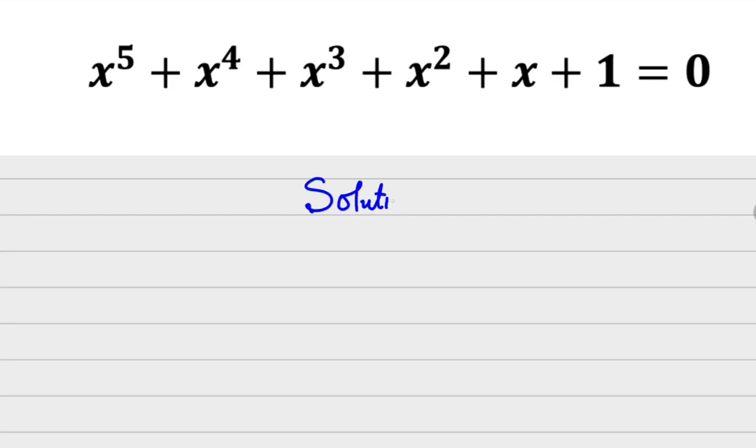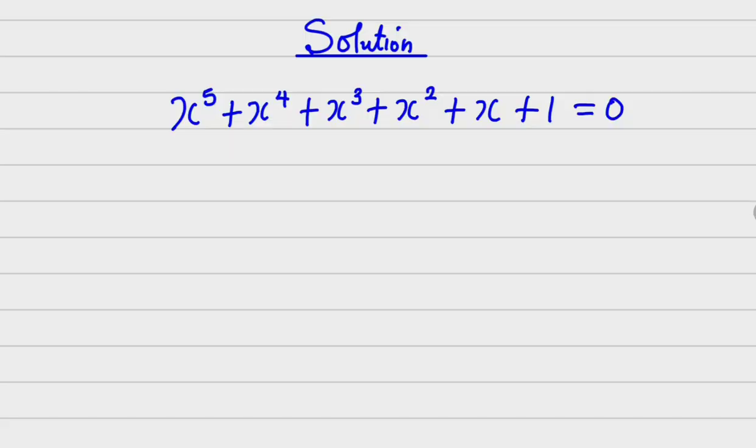Let's solve this question together. Now students, a simple trick to solve this question is to group this in twos. That's the first step. Okay, I'm going to have this in twos.